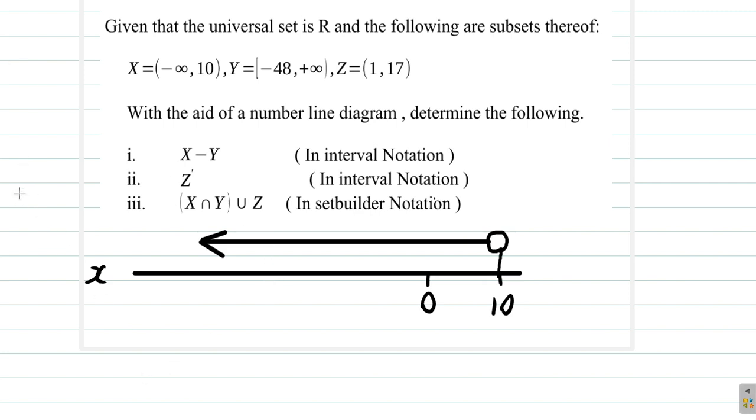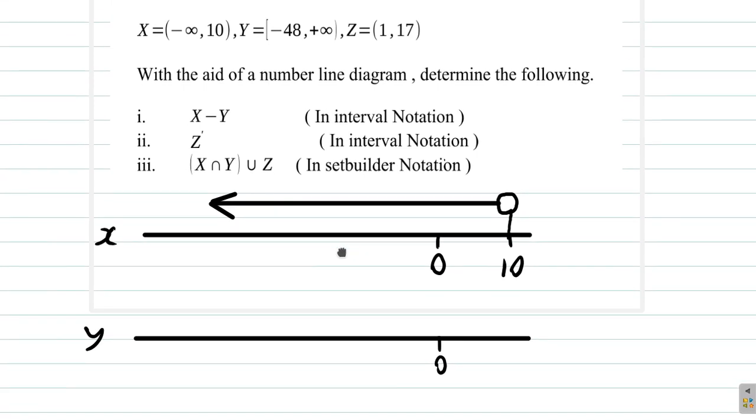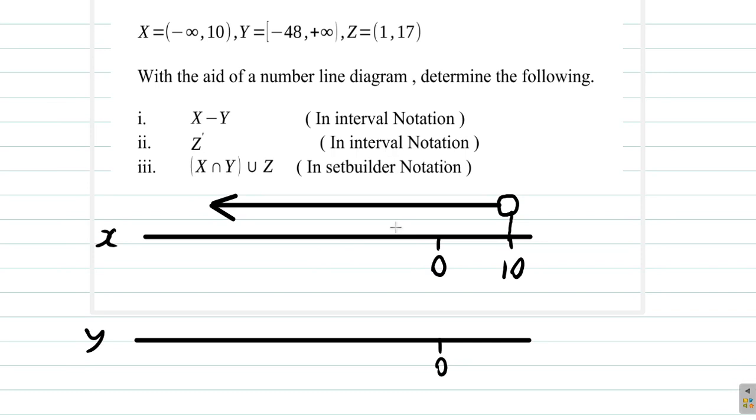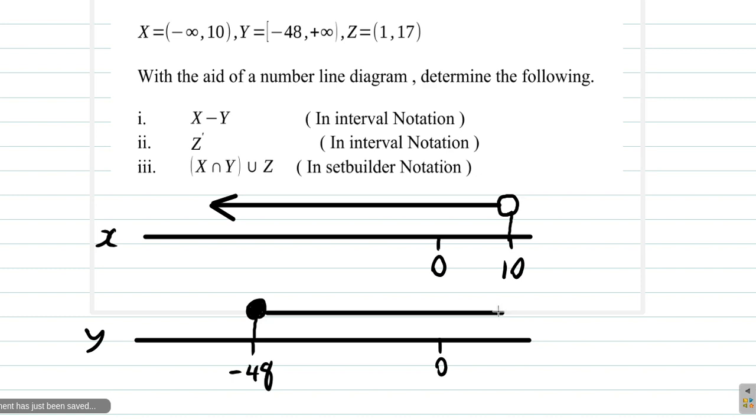Y now. Let's see what y is. So this is y. Let's say we have 0 here for y also. Negative 48 to infinity. So let's say negative 48 is here. Negative 48 is included because you have a square bracket beside it, so you put a shaded circle here. Now it goes to positive infinity. Alright, good.